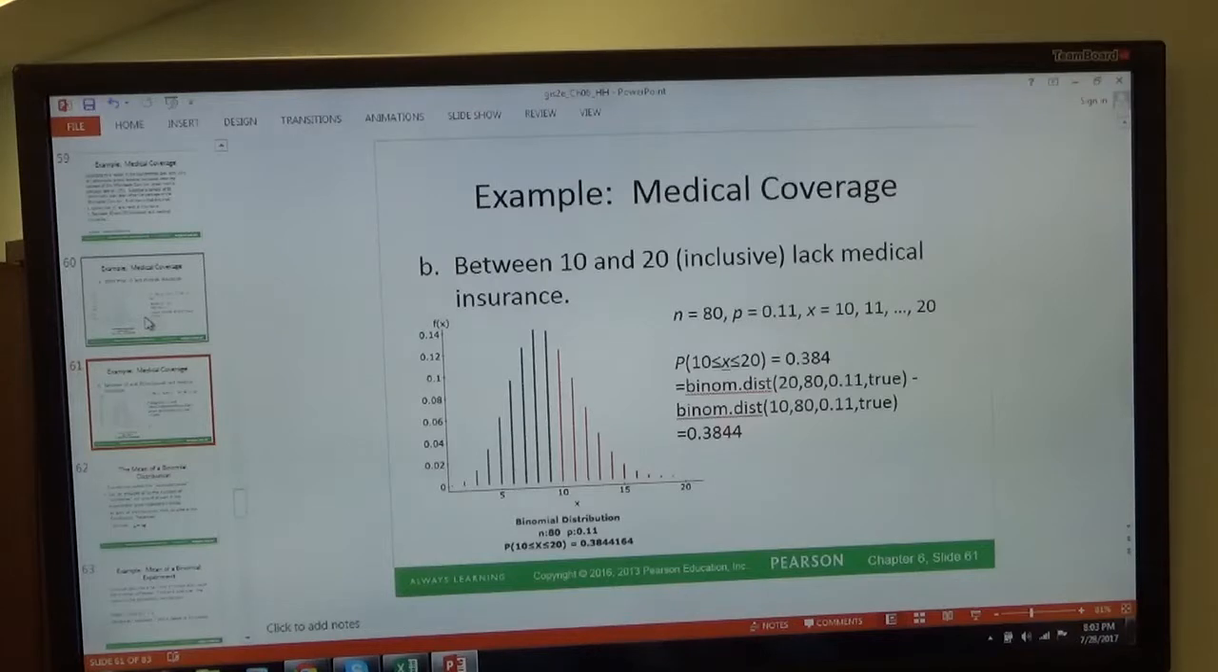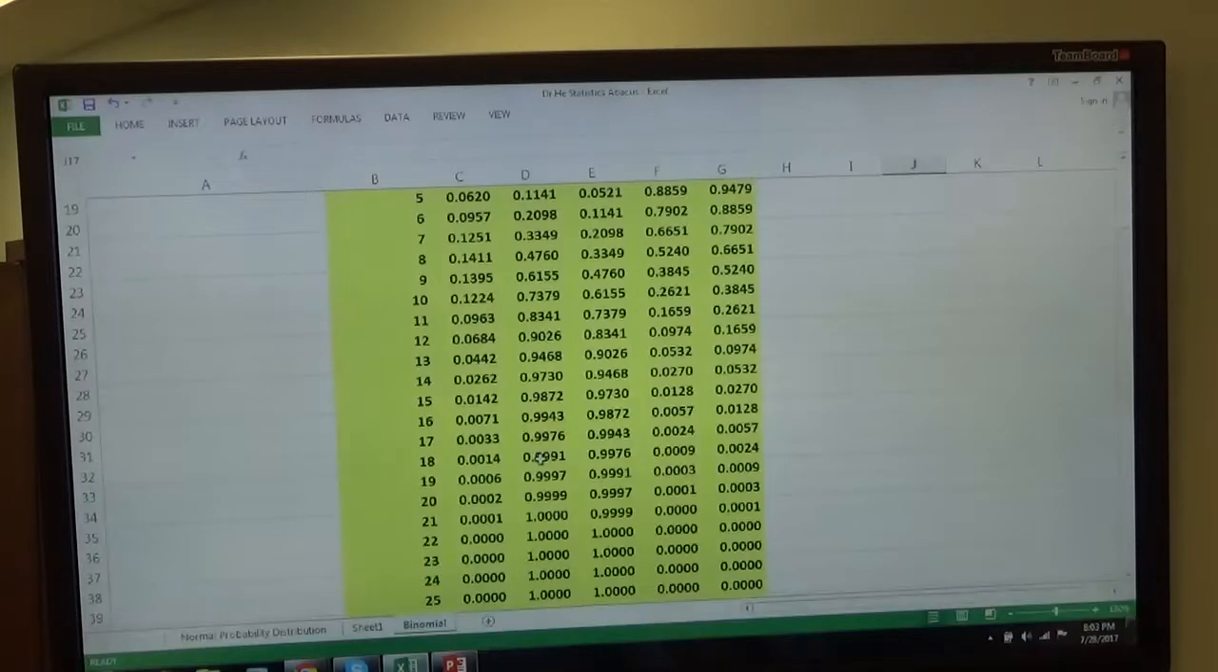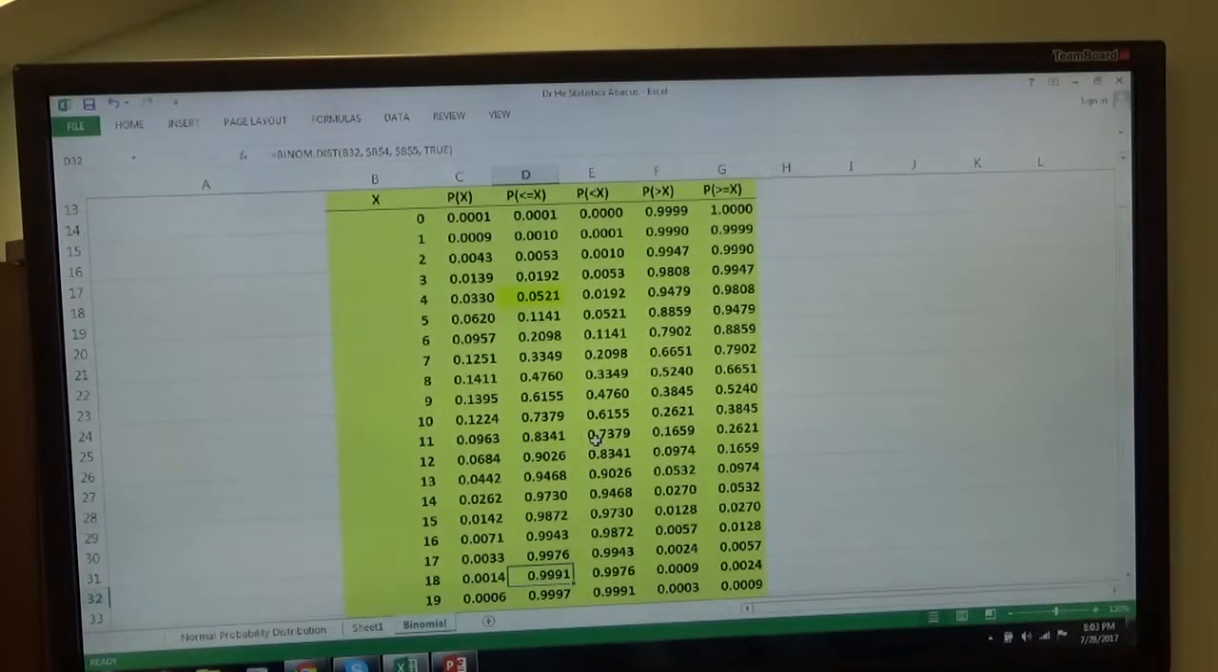So how do we find the probability between 10 and 20? Here it's inclusive, meaning you include 10 and 20. If you use this table, how do you do it? Can anyone tell me? 10 to 20, right?